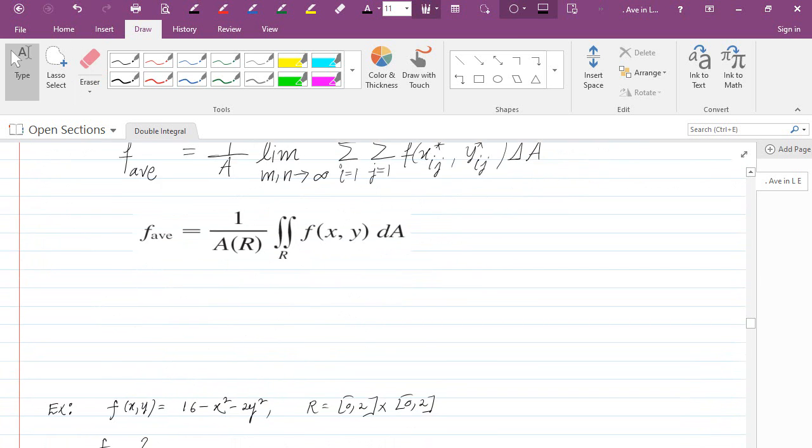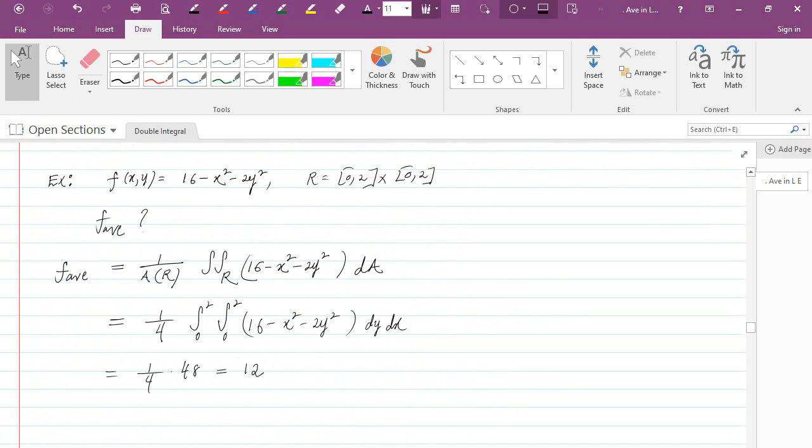Okay, so let's do an example. Let's say that I have the function f of x, y which is equal to 16 minus x squared minus 2y squared. And let's let R be the rectangle determined by the interval from 0 to 2 along the x-axis and the interval from 0 to 2 along the y-axis. What's the average value of f on this rectangle?